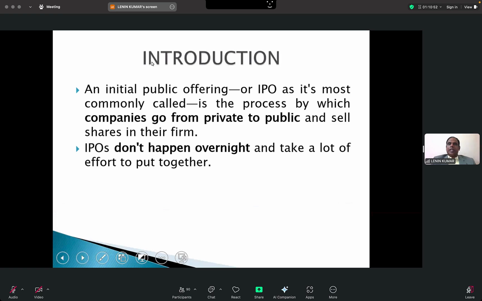So you want to understand what is IPO. An initial public offering, or IPO, as it's most commonly called, is the process by which companies go from private to public and sell shares in their firm.